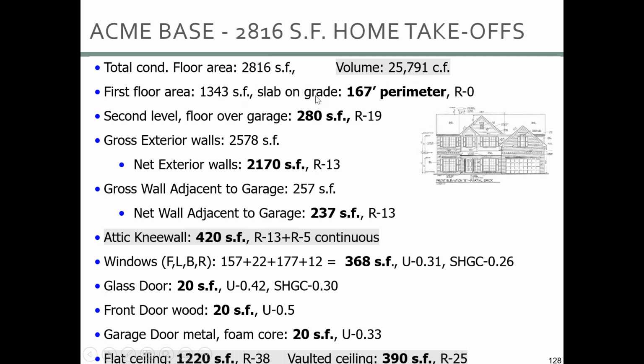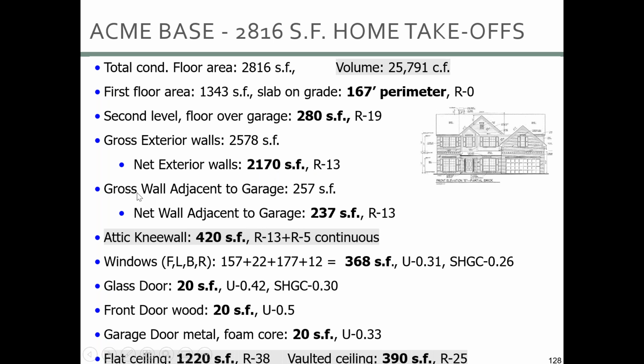And the main thing we do need is, and I've tried to put in bold what we're going to enter into our tool here. So 167 feet of perimeter, and also 280 square feet of floor over a garage. Okay, and there's the R values that we'll be using. The gross area of this, I had these numbers on my plans, was 2,578. So I had to manually subtract the windows and all the glass doors. So that's the leftover number, 2,178 square feet.